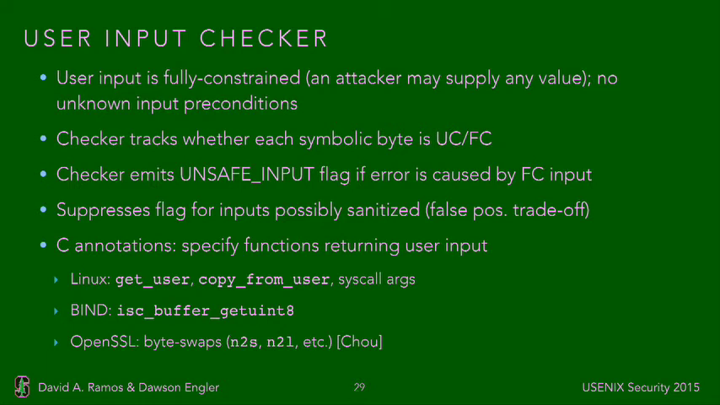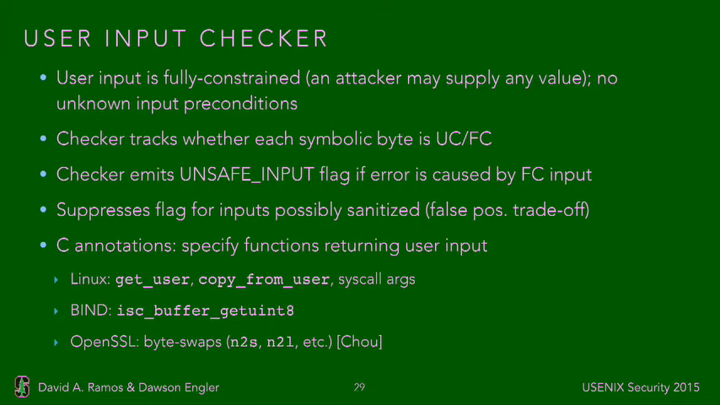However, it suppresses this flag if the code at any point compares one of these fully constrained values to some other value in order to try to sanitize it. So our tool can't tell whether or not a value is properly sanitized, so it assumes that anything that was at all sanitized was correctly sanitized. And so here we have a trade-off between having more false positives, where we show this flag even though it was sanitized, versus hiding true errors.